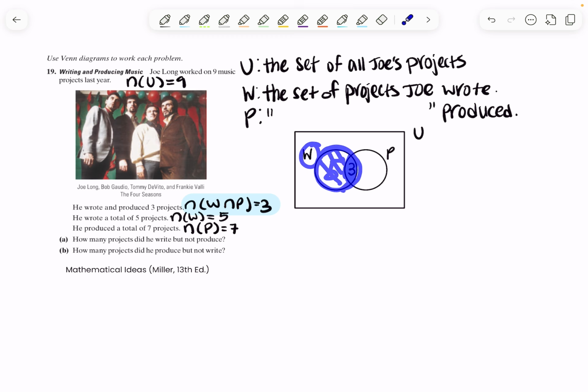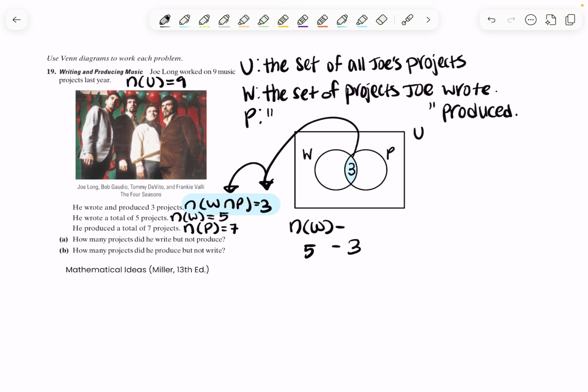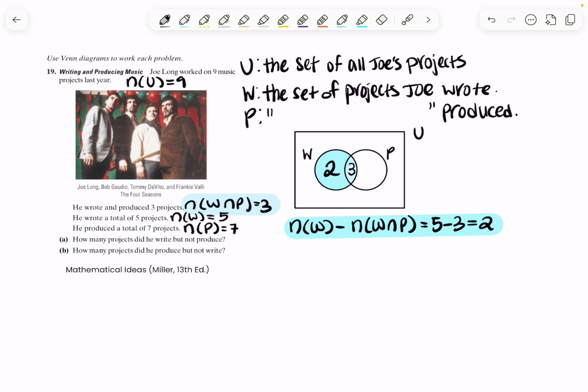So if I want to find what this region is, how about I take the total number of elements in this set, subtract what I know is already in the set to find out what's missing. So we're going to take the number of elements in W, which we know is 5, we're going to subtract this part, which we know is 3, but how do we represent that using a formula? Because this is how we show our work in Hamidi's class. Well, we know that 3 is represented by this formula. It is the number of projects that have been both written and produced. This region right here. So the cardinal number for this region is 2.